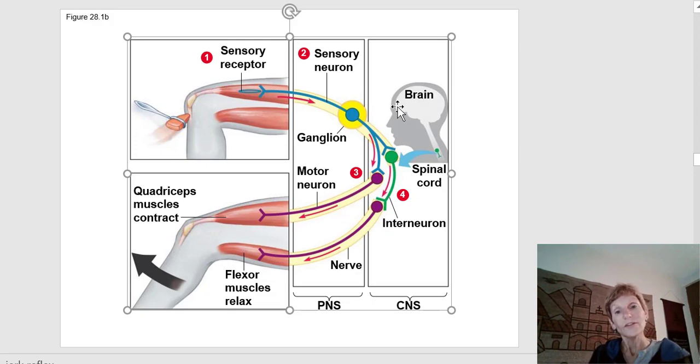Now, what's also interesting is this reflex here does not involve the brain. It involves the central nervous system, but not the brain, the spinal cord part of the central nervous system. Okay? And it has nothing to do with the brain. In fact, you could actually be brain dead, okay, and you could still potentially have the patellar reflex.